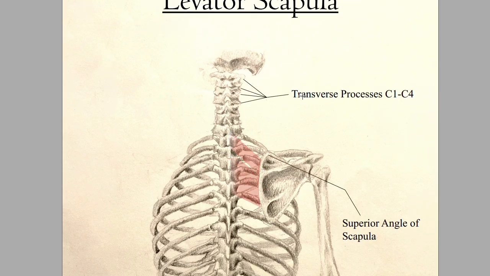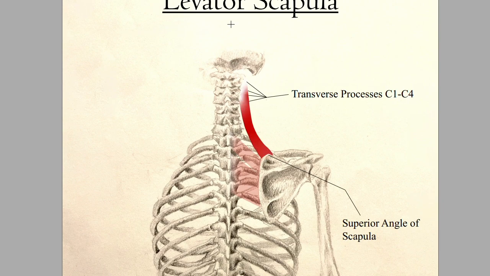Now we go to the levator scapula. The levator scapula is going to be attaching to the superior angle of the scapula, okay? And then from there, it's going to run up and attach to the transverse processes of cervical vertebrae 1 through 4, okay? So we're not attaching to the spinous processes here. No, we're attaching to the transverse processes, the processes that are on the sides of these vertebrae. Okay, so when you put in the levator scapula, it's going to look like that.